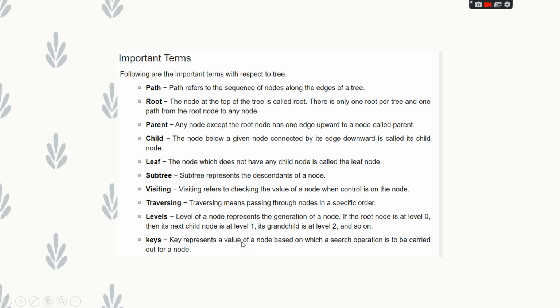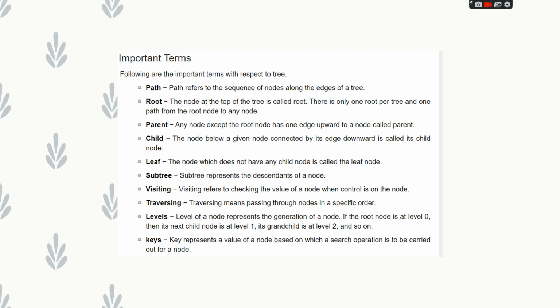Visiting. Visiting refers to checking the value of a node when control is on the node. So what does visiting mean? Visiting is to check the value present at the node. Take the example of a pointer: whenever a pointer points to a memory location, you can see the value at that particular point. Similarly, using the visitor, you check the value of a node when control is at that particular node.